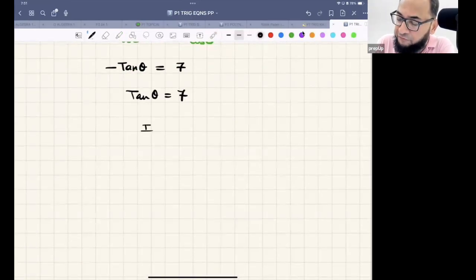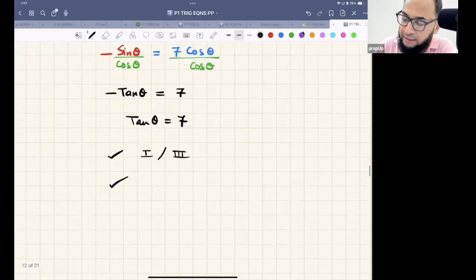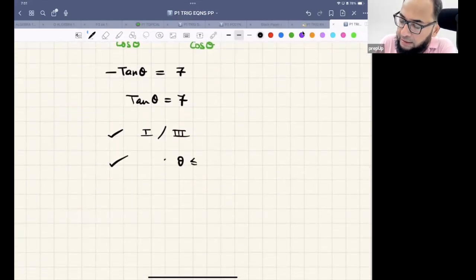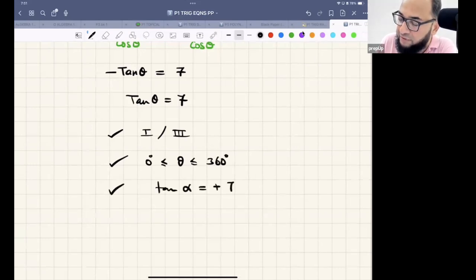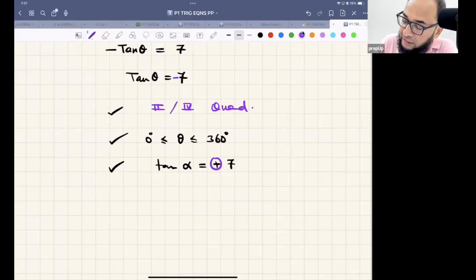First of all, this is the first and the third quadrant. And then modification of the range, there isn't any because it's theta, so no modification. Theta lies between 0 and 360 degrees. And the next one, tangent alpha is positive 7. One more thing, that is negative. So I forgot this negative sign, my bad. It just clicked to me. And let me write over here, second and fourth quadrant. So now we calculate using the positive value.